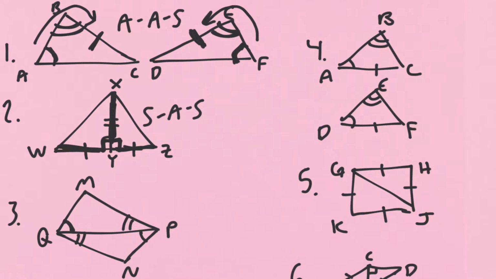The next one is angle. They both have an angle, and then a side that's shared, so that's congruent, and then another angle. So that's angle, side, angle, or again, we could have looked at it backwards and seen angle, side, angle.